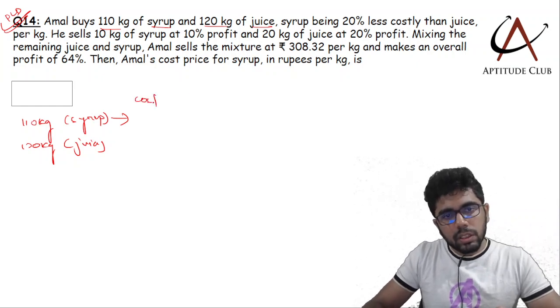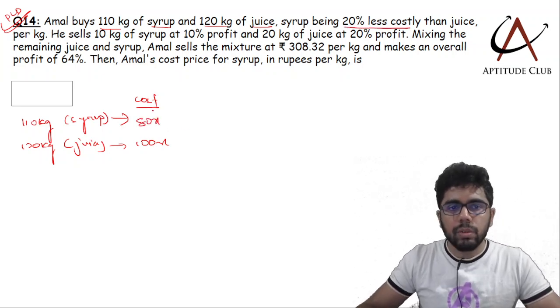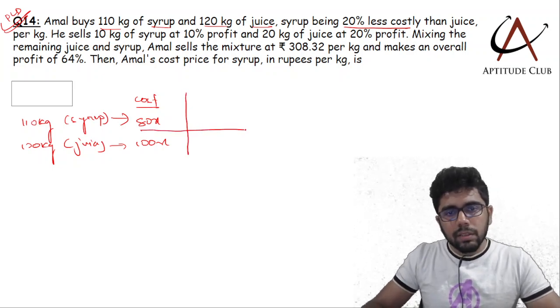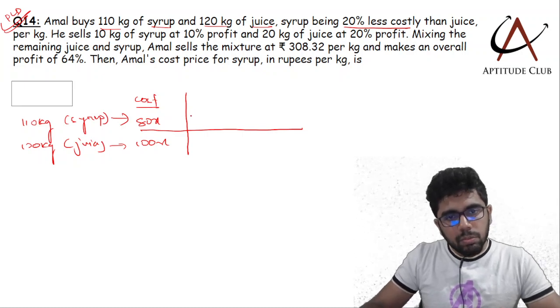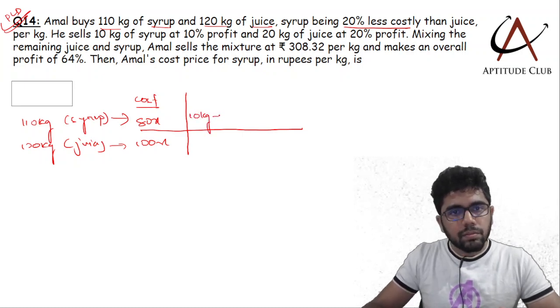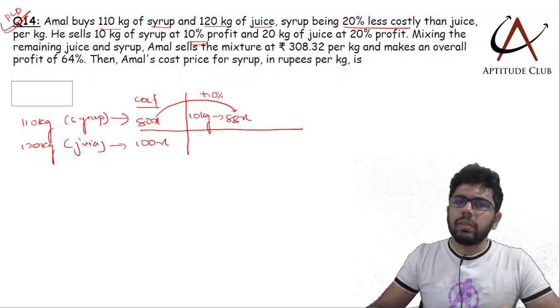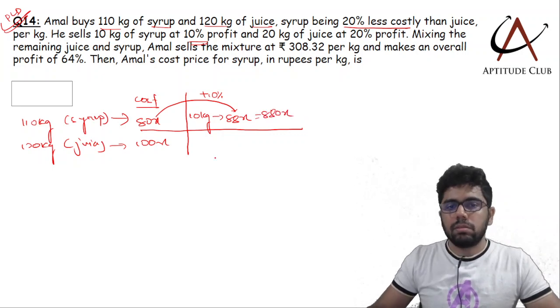तो अगर मैं cost देखता हूँ, तो अगर मैं जूस को 100x ले रहा हूँ, सिरप 20% लेस कॉस्टली, तो इसको 80x. अब जब इसको तुम सेल करोगे, वाइल सेलिंग, देखो सेलिंग में क्या हो रहा है, 10 kg ऑफ सिरप, तुम 10 kg सिरप सेल किए एट 10% प्रॉफिट. तो इसमें 10% प्रॉफिट अगर ऐड किया मैं, तो इट बिकम्स 88x. 10% ऑफ 80 इज 8, तो 88x. So this gives me 880x.